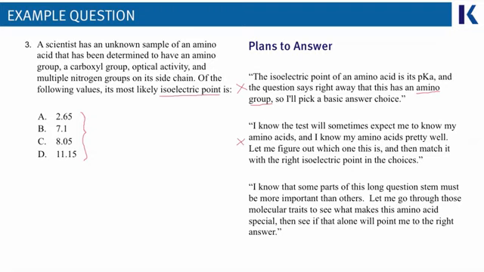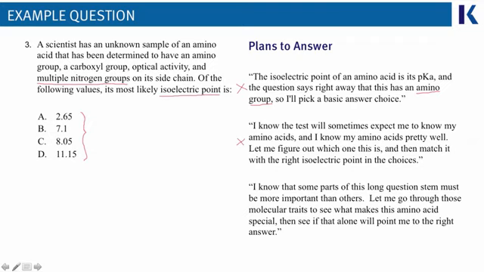So this student will go back to the question stem, explore what makes this amino acid unique, and then find an answer that fits that description. To take it that extra step, and this is foreshadowing the execute and answer step a bit, the question stem describes this amino acid as having an amino group and a carboxyl group, 2 characteristics of every amino acid, optical activity, a characteristic of every amino acid except for glycine, and multiple nitrogen groups. That's the unique characteristic for this amino acid.